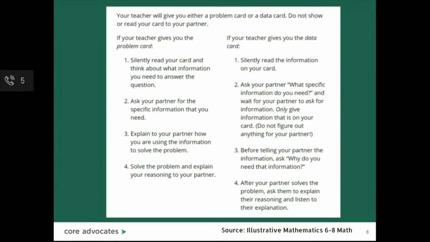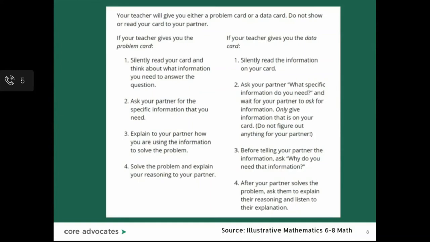So a partner with the info card asks, what information do you need? And you patiently wait for your partner to ask for specific information. You go back and forth until the problem partner feels like they have enough information to solve the problem. At that point in the routine, I like to have students come together and lay those cards side by side and solve the problem together, and then talk about what was helpful in the exchange, what they wished they had done more effectively.